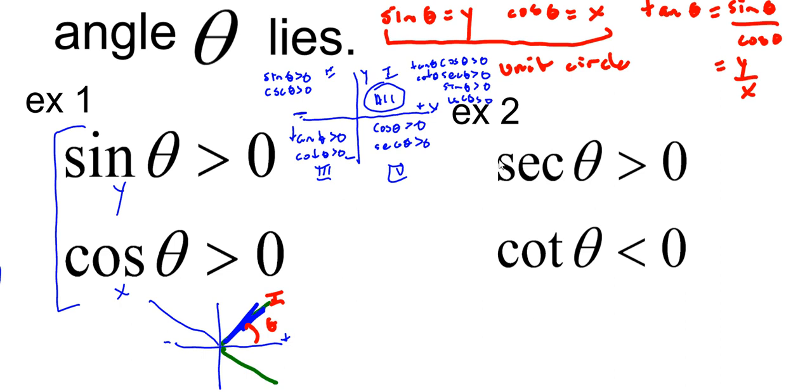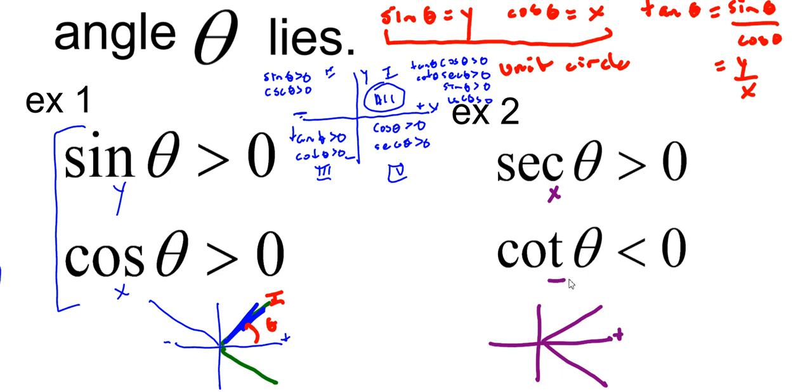Okay, we could do another example of this. Say we have secant of theta. Well, secant, it says, is positive, so that means x is positive. Well, where is x positive? x is positive in the first and the fourth quadrant because that's where x is positive.